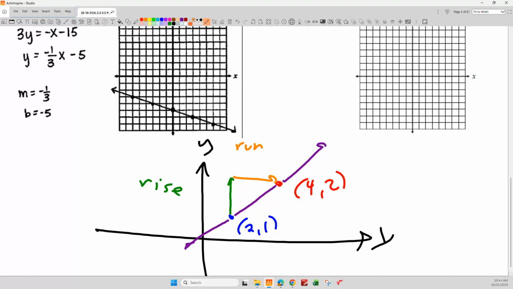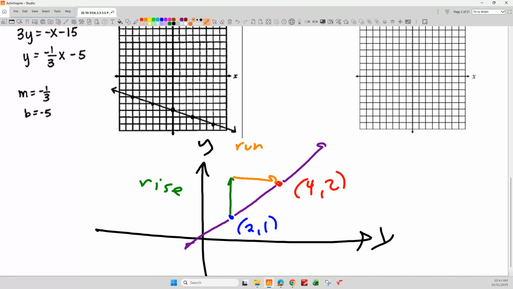Okay, give me 1 to 5 on that. Is that concept making sense? Okay, what about the run? What's the run? 2. How'd you get 2? Okay, because the x coordinates are changing by 2, right? The x coordinates are changing from 2 to 4. So those are the horizontal positions of the points, right?